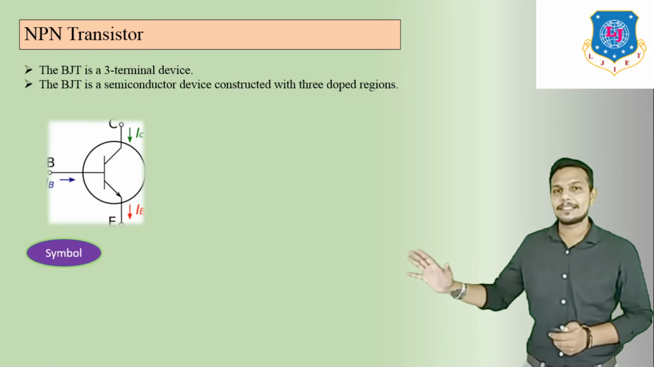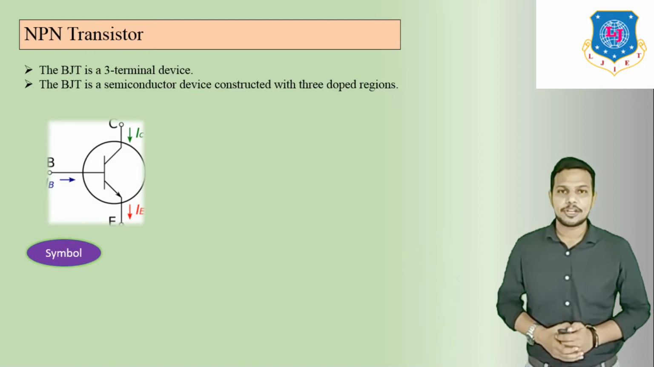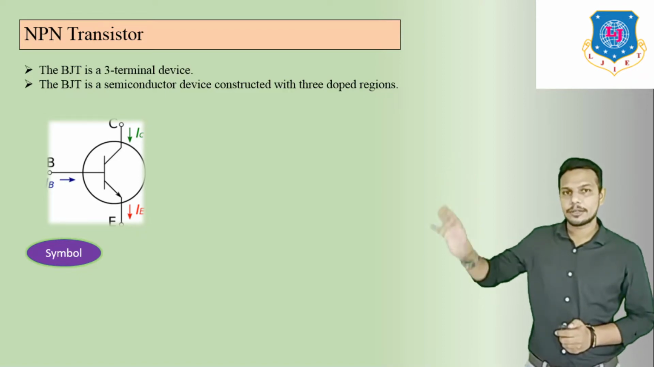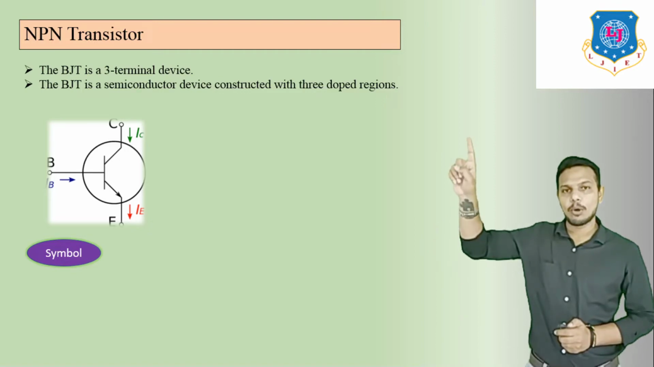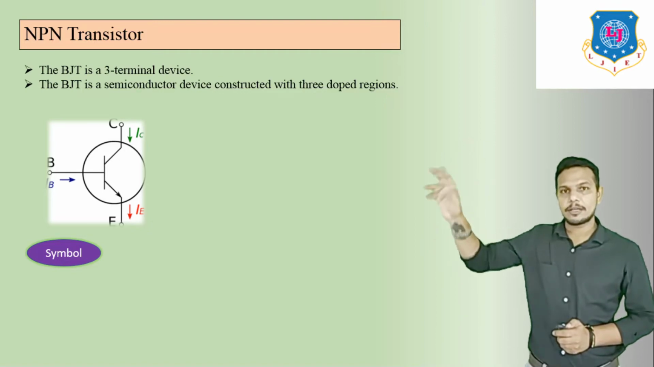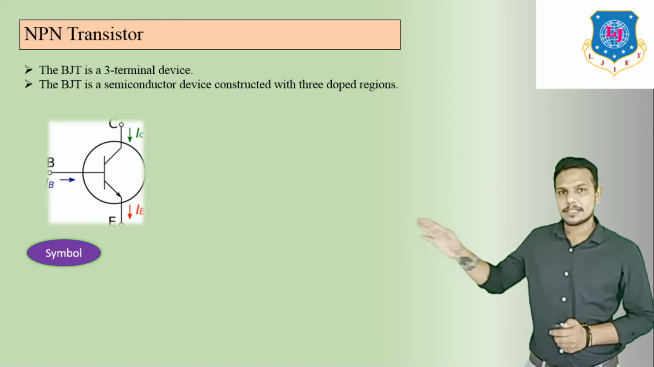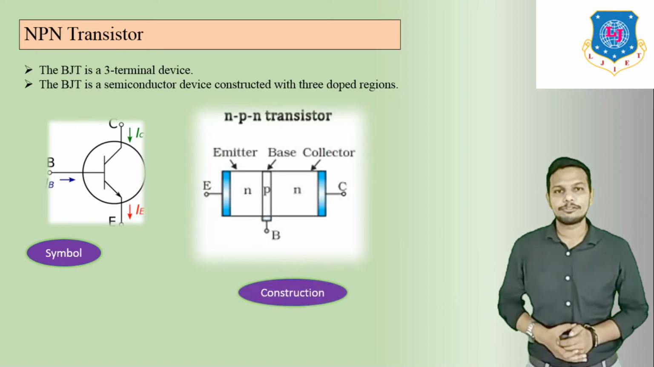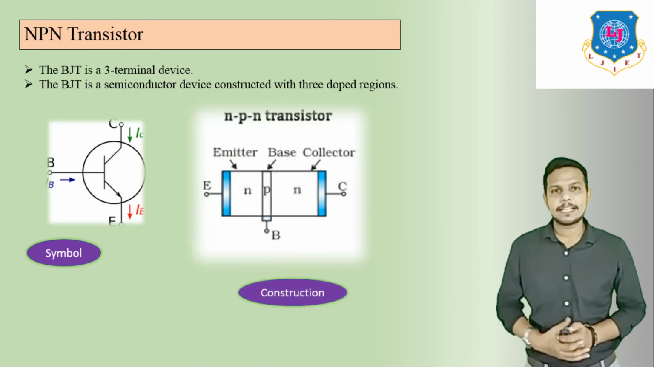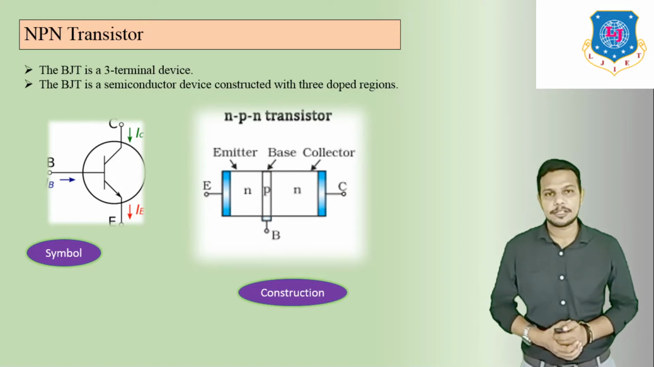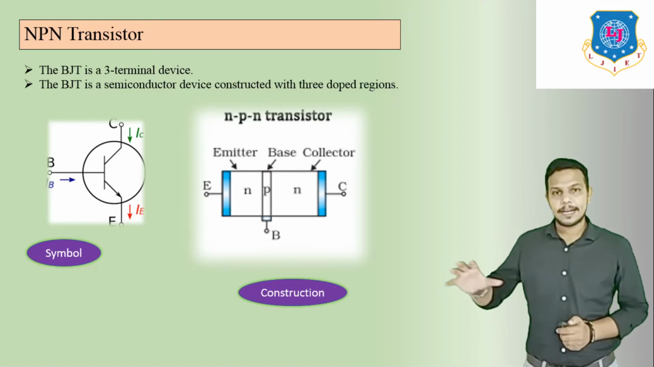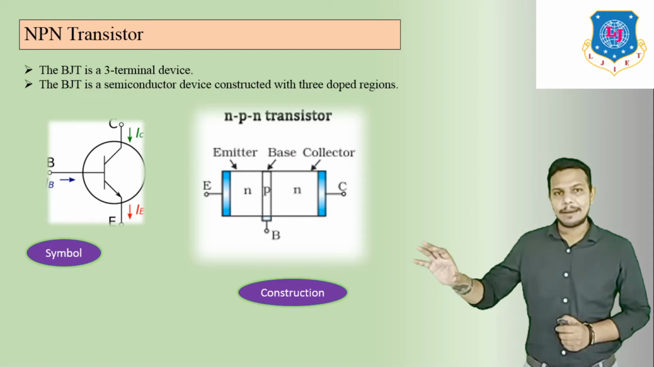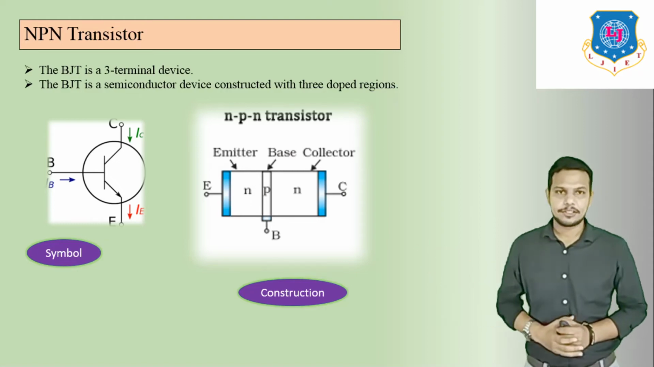Here we can see the symbol of the NPN transistor. In this symbol there are three terminals. At the top is the collector terminal, then the base, and below we can see the emitter. So this is the symbol of BJT. Now here we can see the construction of the NPN transistor. As I said, the P-type material is sandwiched between the N-type material: emitter terminal, base terminal and collector terminal.